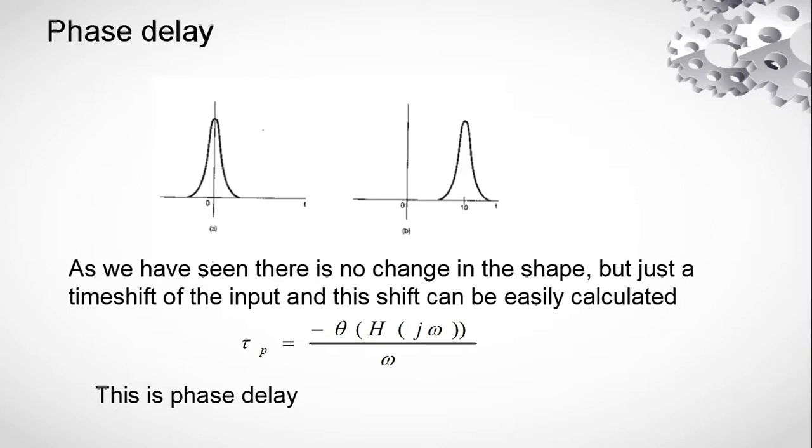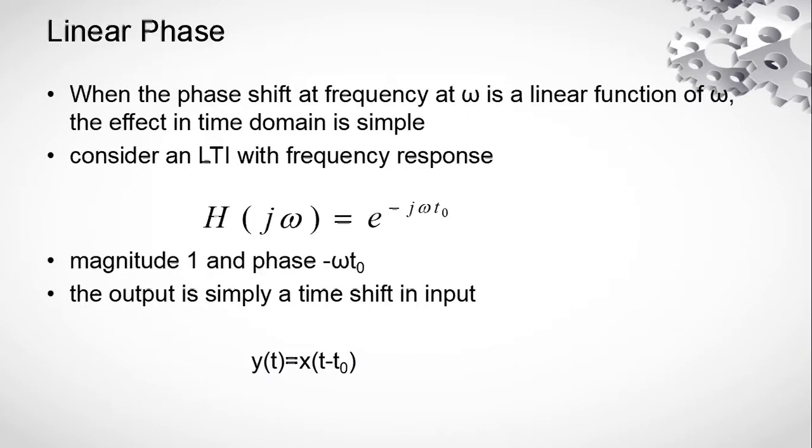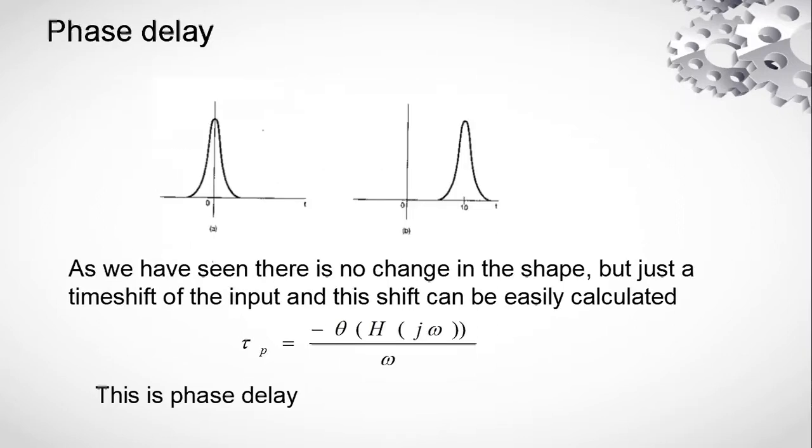I'm going to verify this for you. In the previous example, as we have seen, the phase was minus omega t naught and the shift was t naught. So put those values in here. Minus of minus omega t naught upon omega gives you t naught, and that's exactly the shift, and this shift in time is called the phase delay.